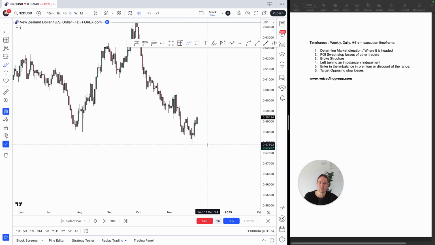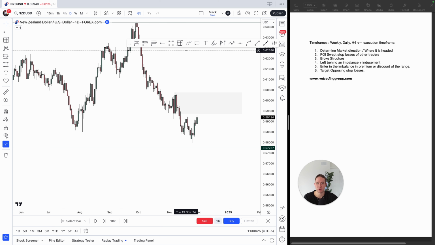Now, if we look at this from a fractal point of view, fractal means the same patterns you see on the weekly and the monthly are the same patterns you see all the way down to the seconds time frame. It's the same, okay? So if I'm looking at this right here, I see the exact same setup that I saw on AUD USD, but just on the daily time frame.